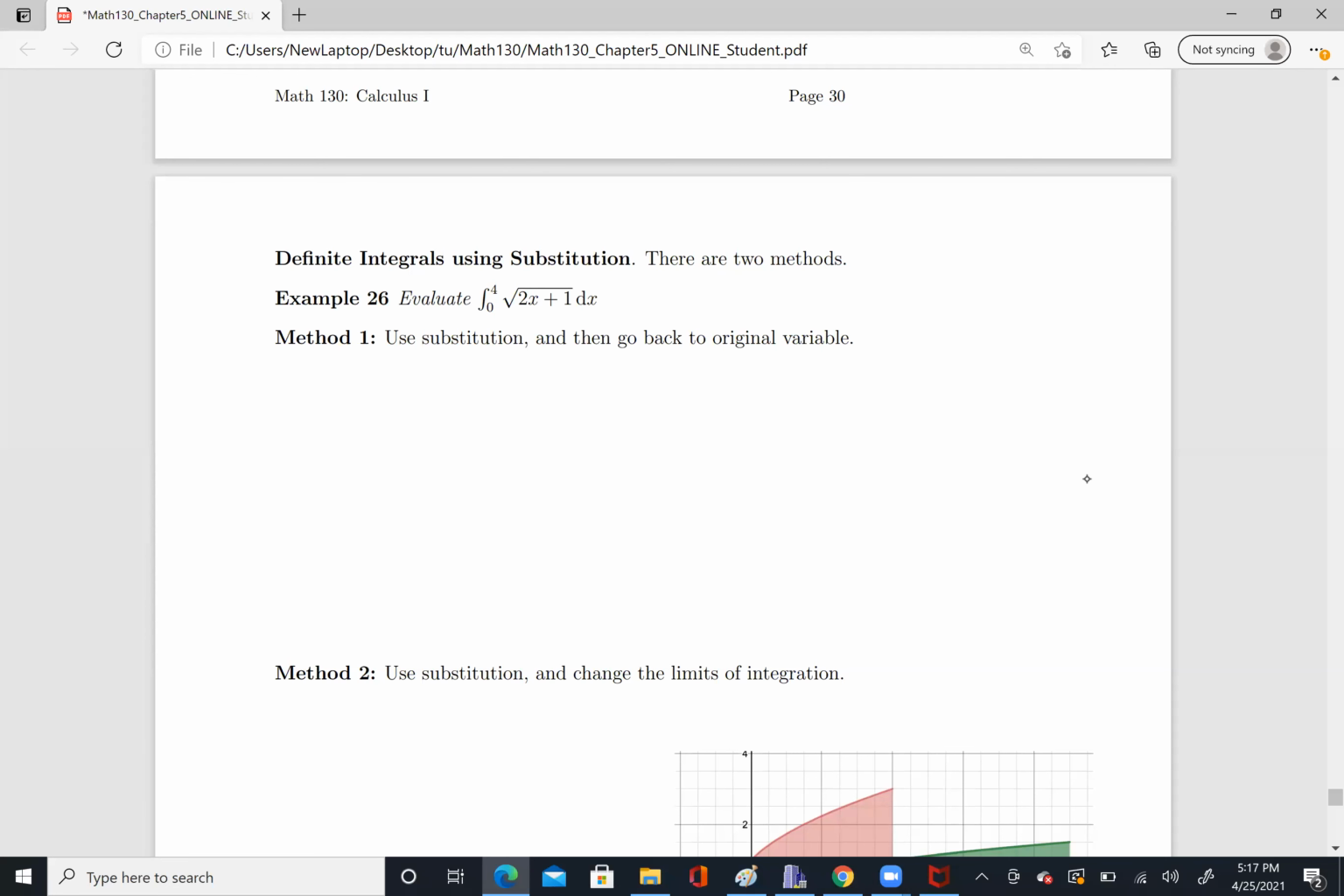Okay, so here is a definite integral using substitution. There are 2 methods. Let's do an example and see what we're going to apply. So evaluate the integral from 0 to 4 of the square root of 2x plus 1 dx. So let's do method 1: use substitution, and then go back to the original variable.